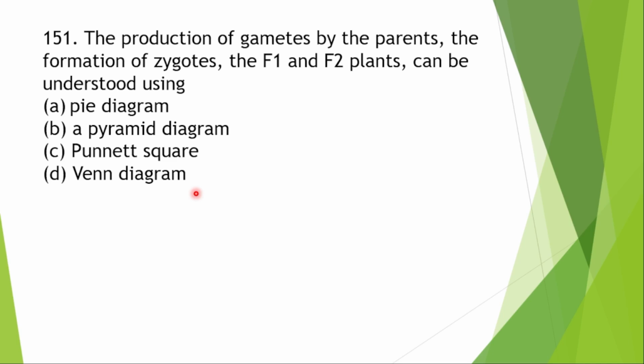151. The production of gametes by the parents, the formation of zygote, the F1 and F2 plants can be understood using a pie diagram, a pyramid diagram, Punnett square, Venn diagram. This is the Punnett square.